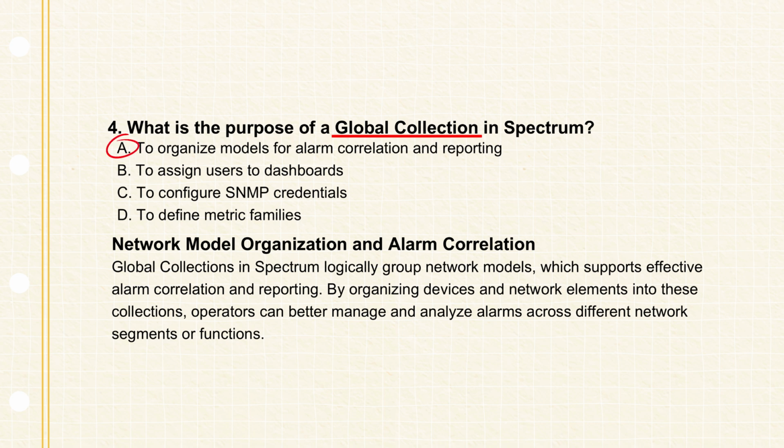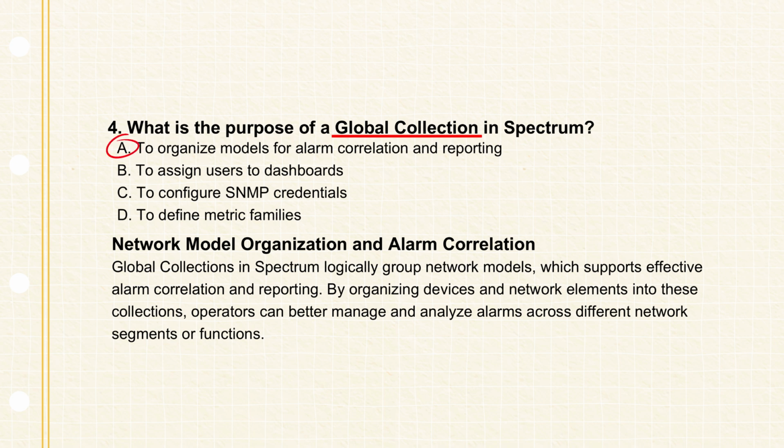But networks change, right? New devices get added, old ones removed. Are these global collections static? Do you have to manually update them all the time? Good question. No, they don't have to be static. That's the beauty of it. You can define global collections using dynamic criteria. Instead of just listing devices, you can set rules, like include all devices with an IP address in this range, or all Cisco routers in this building, or even base it on custom attributes you've set.